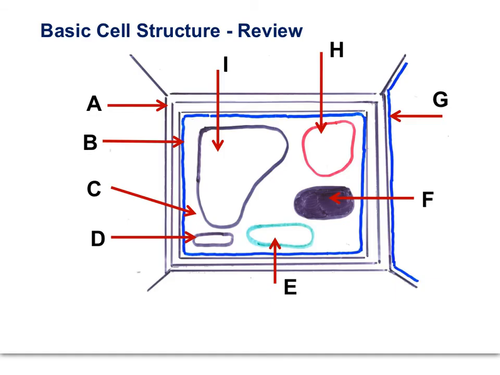More review. Turn the movie off now or follow along with me. A, cell wall. B, cell membrane, plasma membrane. C, cytoplasm. D is a mitochondrion. E is a chloroplast. F, starch storage vacuole. G is the cell membrane of the adjacent cell. H is the cell nucleus. And I is the central vacuole with a membrane, the tonoplast, that's large and typical of plant cells.